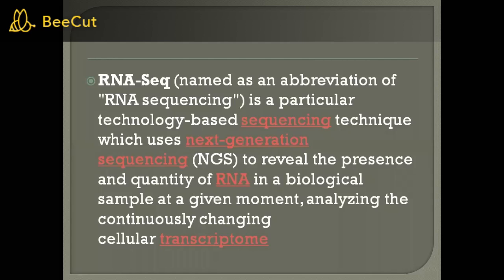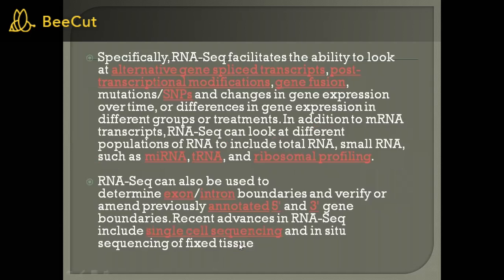Suppose at a particular moment we take a biological sample and analyze the quantity of RNA for that moment, and we also analyze the continuously changing cellular system. So first we take the biological sample for a moment, then after certain changes we take that particular biological sample again, and again we analyze the changes that take place in the transcriptome.